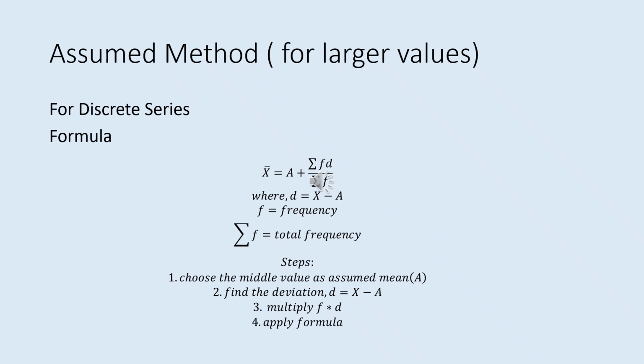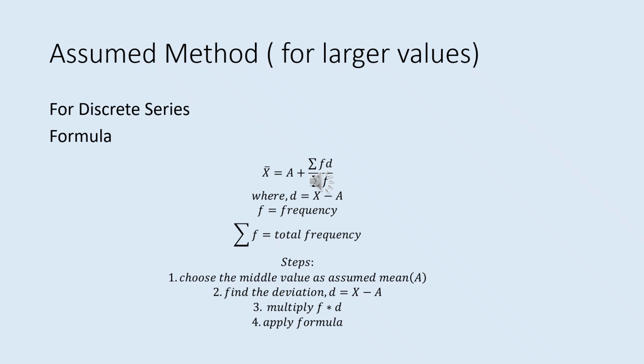In this slide, we will be discussing the assumed method to calculate the arithmetic mean in case of larger values. This is done for the discrete series. The formula to calculate the arithmetic mean is x bar is equal to a plus summation of fd by summation of f, where d represents the deviation, f represents the frequency, and summation f is the total frequency.